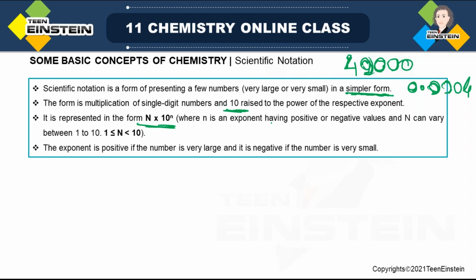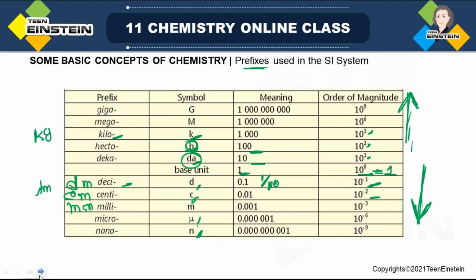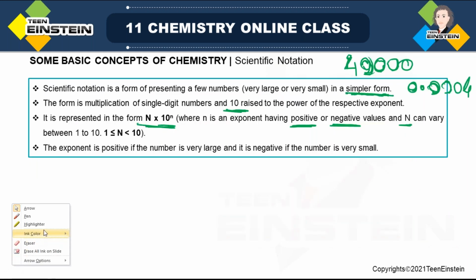So here n is the exponent. n may be positive, n may be negative. And this capital N, don't think it can have any value. No, there will be some specific value. So when it is capital N, it should be in this range. It is always lesser than 10, but it may be equal to 1, but not less than 1. So this condition must be fulfilled.